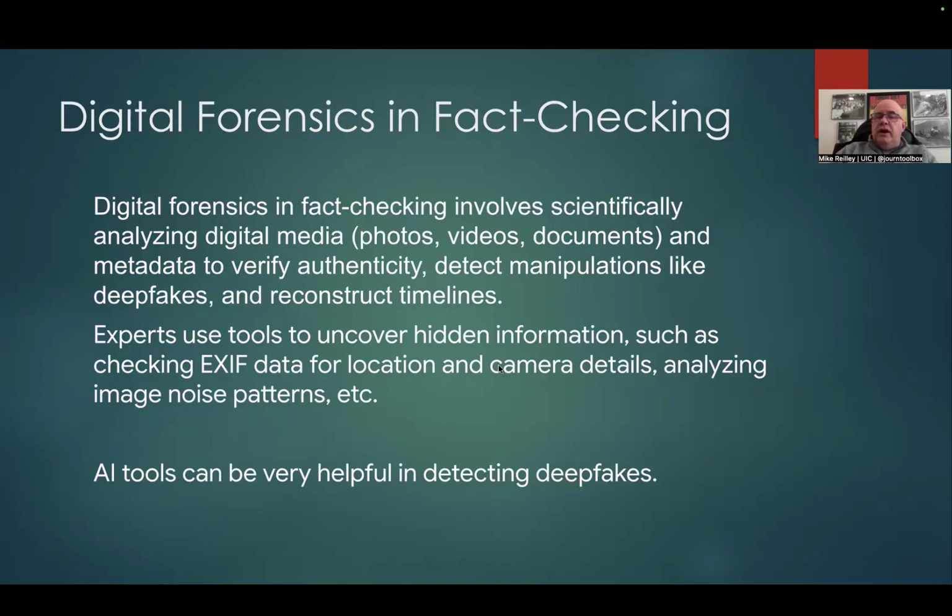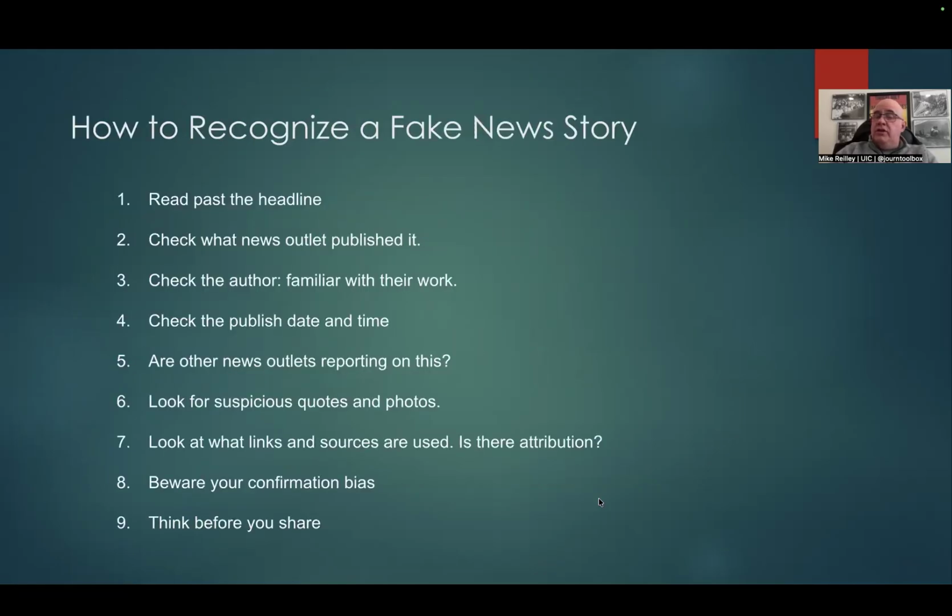Experts use these tools to uncover the hidden information, such as checking what we call EXIF data. That's what we just looked at in digital forensics. That was EXIF data, the JPEG percentage, and all those other little tabs on that panel up in the upper left, for location, camera details, analyzing image noise patterns and things like that. That's what we were looking at when we hovered over the image, we could see the noise pattern of the image. AI tools can be very, very helpful with digital forensics, and we're going to use those.